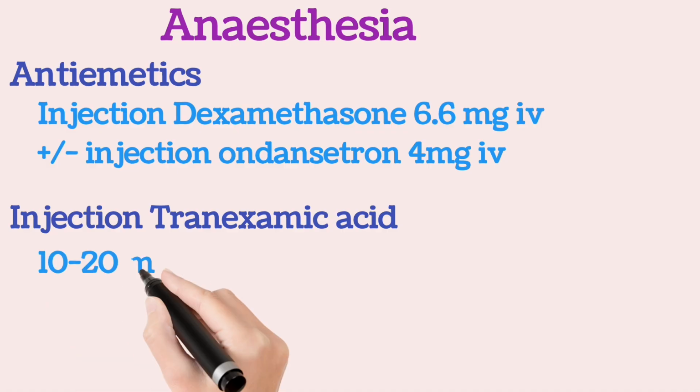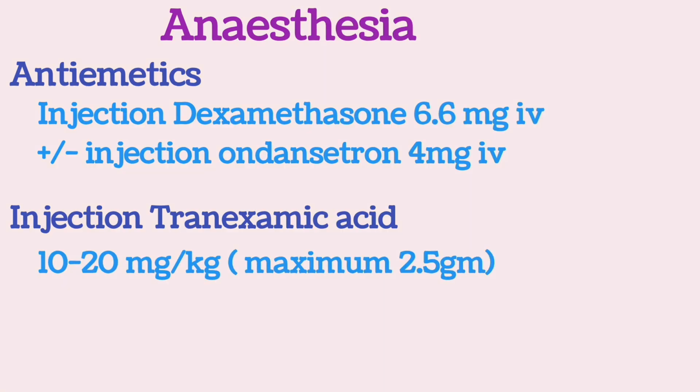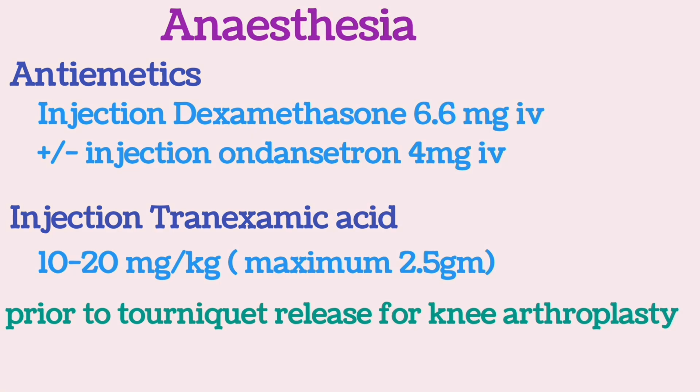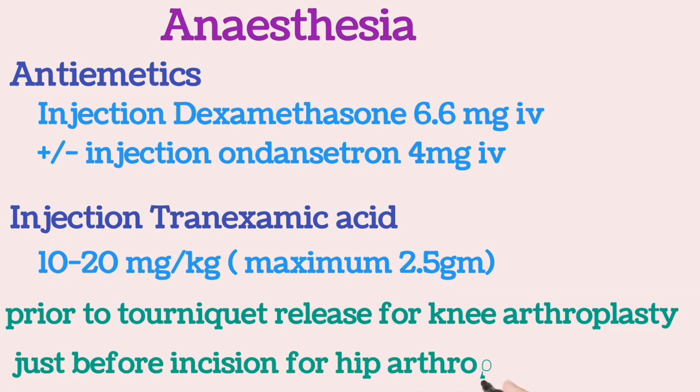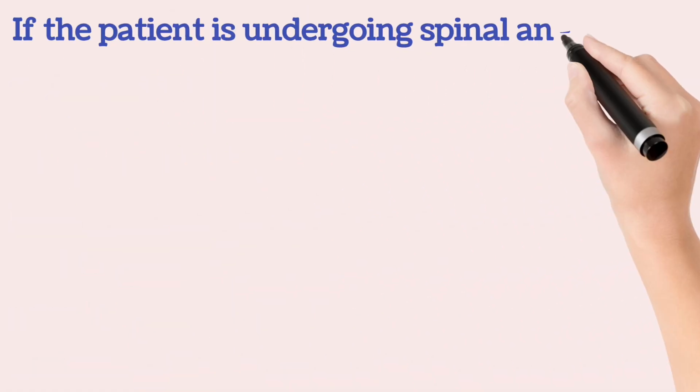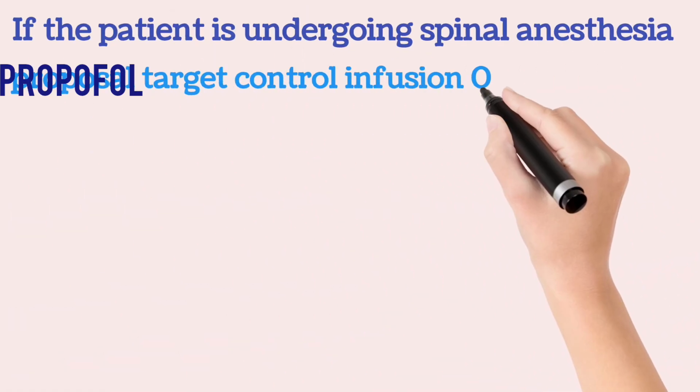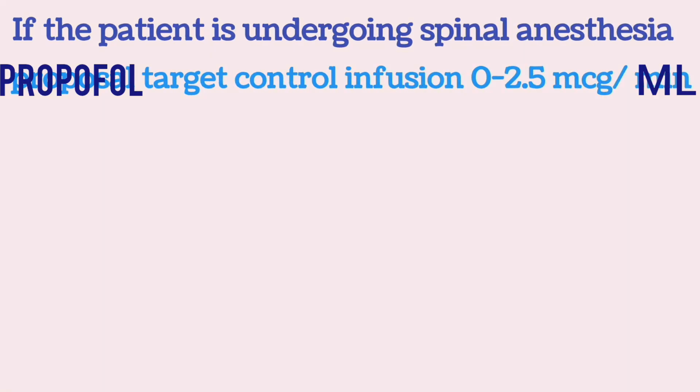Tranexamic acid 10 to 20 mg per kg, maximum 2.5 gram. If the patient is undergoing total knee replacement, then that should be given prior to the release of the tourniquet, and in case of total hip replacement surgery, injection tranexamic acid should be given just before the incision.